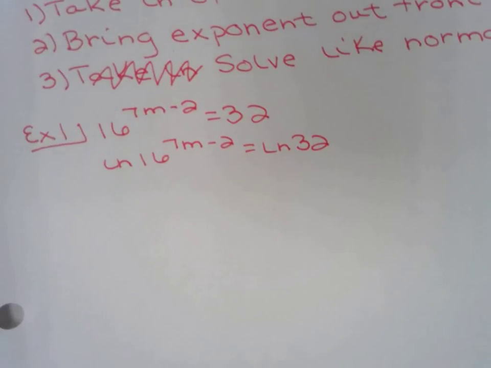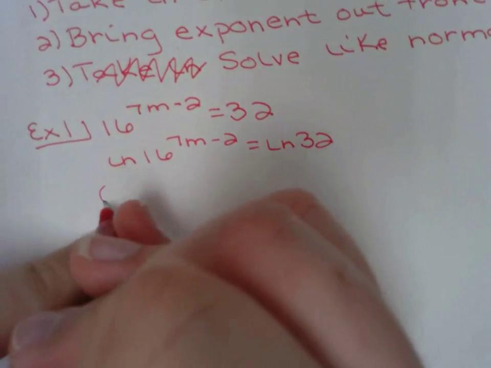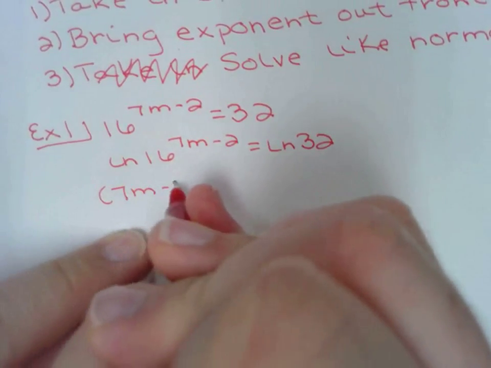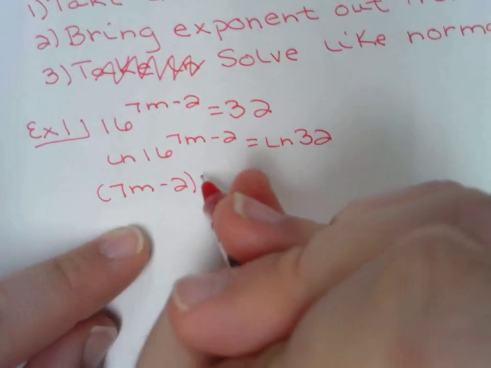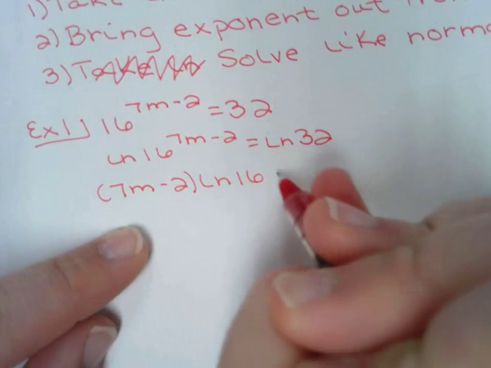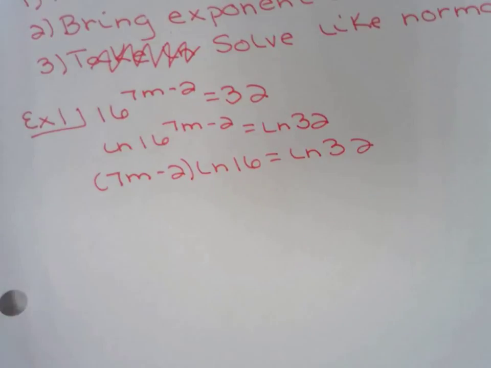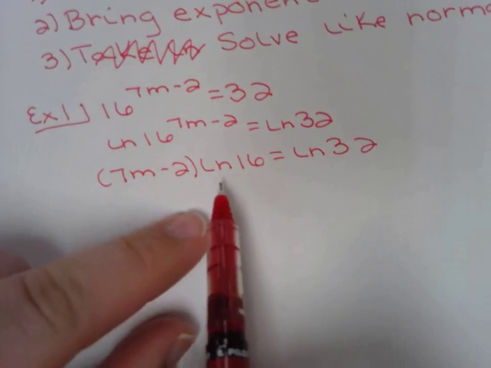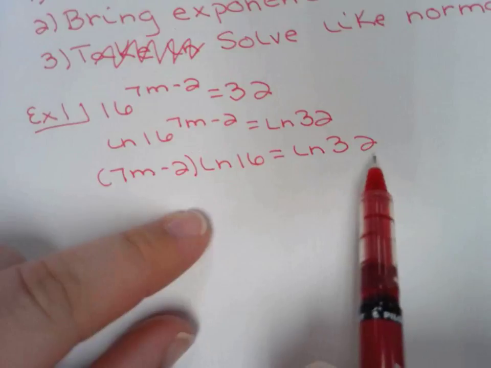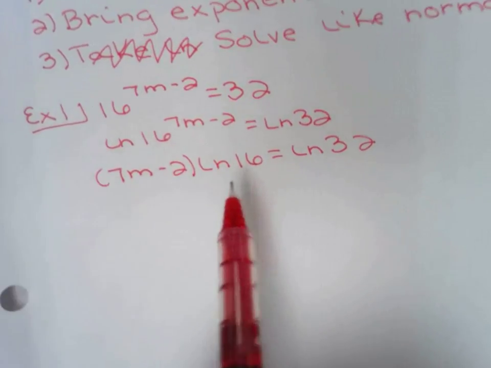So taking the ln of both sides will allow me to bring my 7m minus 2 exponent out front of the ln of 16. And the reason we like doing that is because now my variable is out of the exponent. Now, remember, ln is just a number. So ln of 32 and ln of 16 are just numbers.